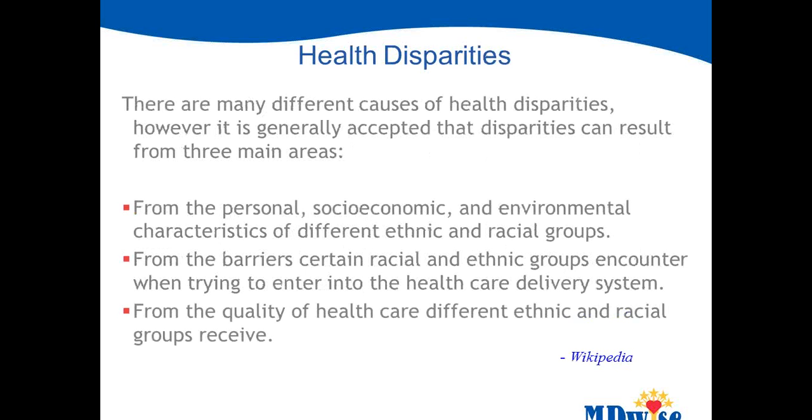When studying health disparities, we find many different causes at the root of the variation in outcomes. It is generally accepted, however, that these disparities come about as a result of three main areas. These areas include the different characteristics of different racial and ethnic groups, barriers that are in place, whether intentionally or unintentionally, that are encountered in the healthcare delivery system, and the differing levels of quality received by the different groups when they access the healthcare system.